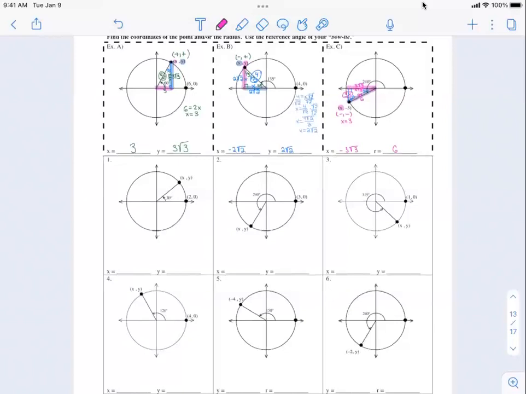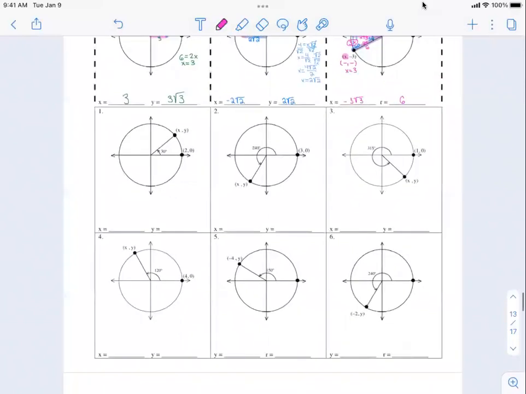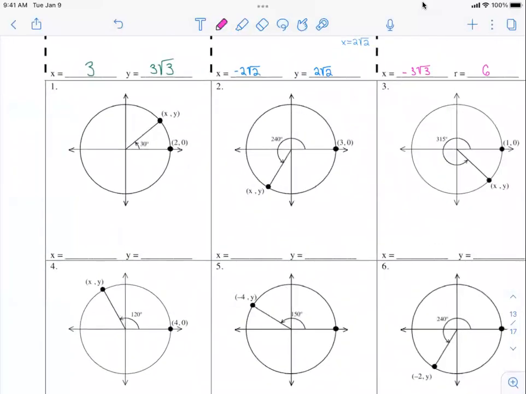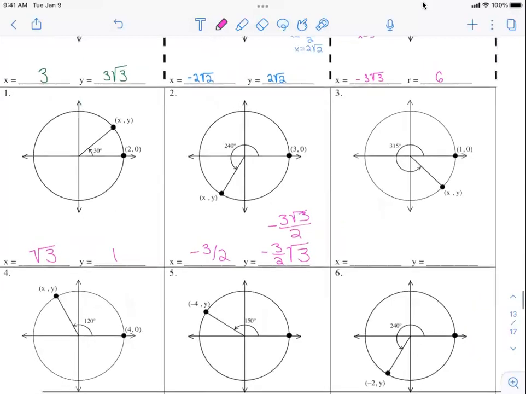Hopefully you've paused. I'm going to quickly write down the answers so you know if you need to pay attention or not for which problems. So square root 3, 1, -3 halves, -3 over 2 root 3. Or you can write that as -3 over root 3 over 2, or -1.5, but usually we keep it as a fraction. This is square root 2 over 2. This is negative square root 2 over 2.